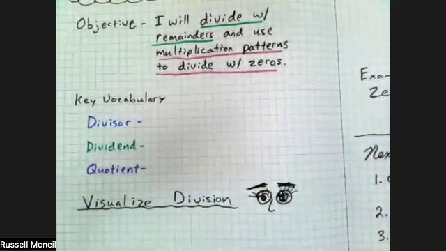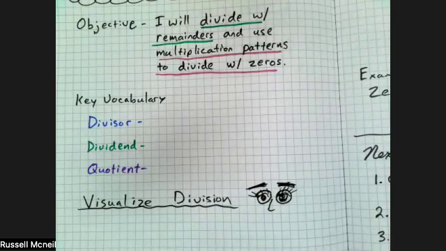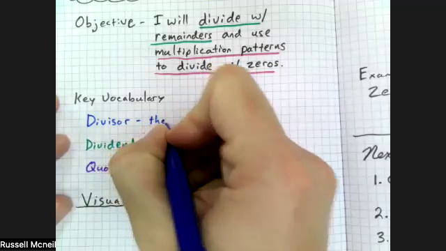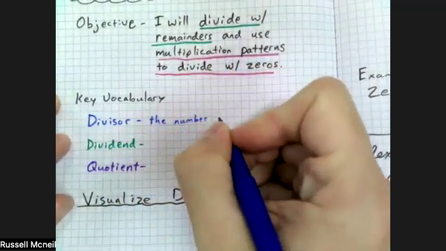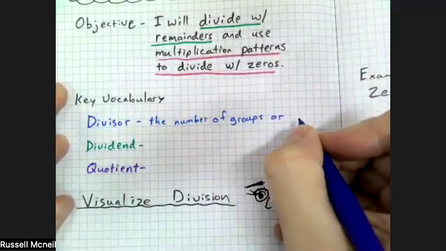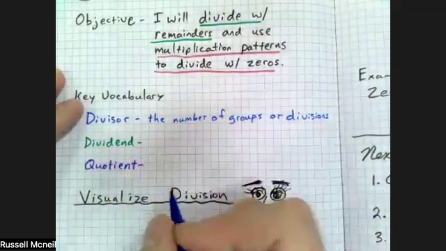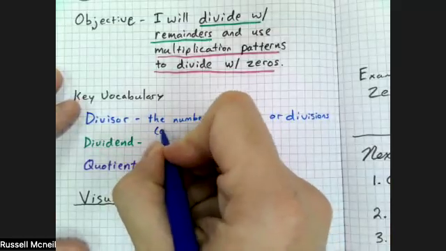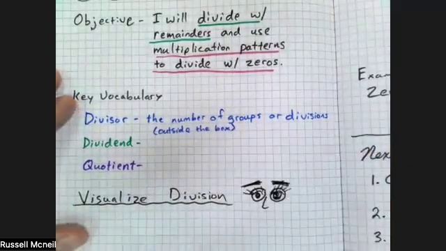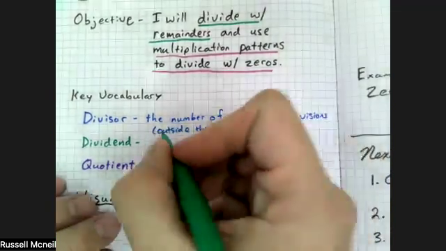Now, vocabulary here, pretty easy stuff. What are the key words to use when we talk about division? Now, divisor. The number of groups or divisions. And if you are talking long division or you're setting it up, that's going to be the one outside the box. Now, dividend. This is going to be the inside of the box number, and it's the number being divided.